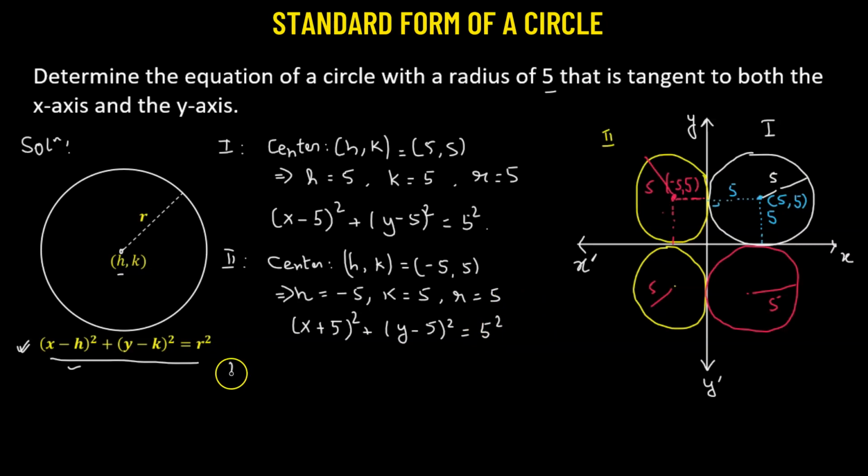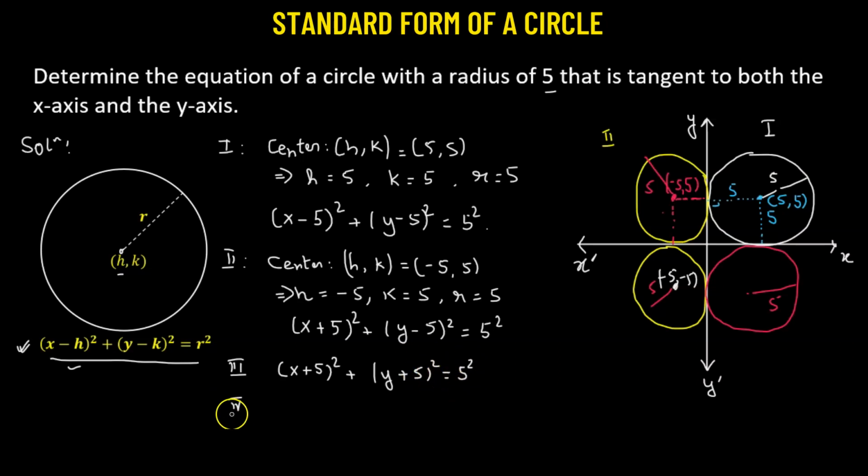Now coming to the third circle, what's the center? The center coordinate is going to be (negative 5, negative 5). That's because we are in the third quadrant. In the third quadrant, both the x coordinate as well as the y coordinate are negative. So the equation of the circle is going to be (x plus 5) whole squared plus (y plus 5) whole squared, and that's equal to 5 squared.